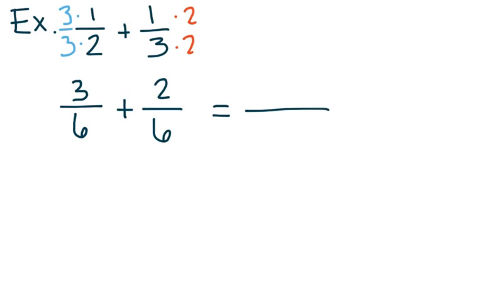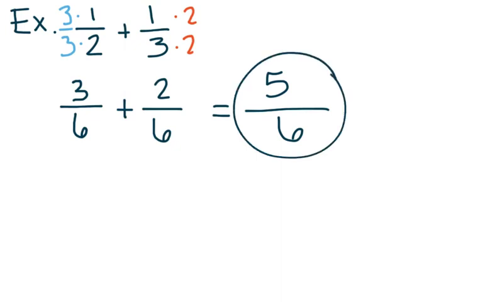If you'll remember, you do not add the two denominators together. They stay the same, so the denominator is going to be 6, and then you just add the two tops together. So 3 plus 2 is 5. I told you the answer. And then if you could simplify further, you would, but this answer is complete.